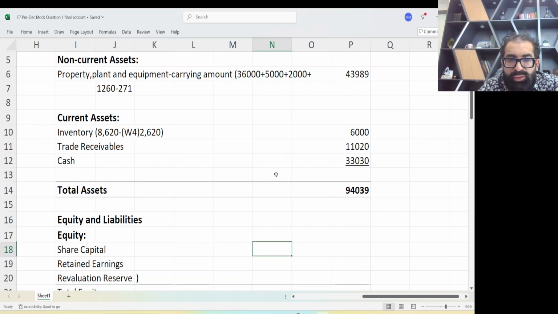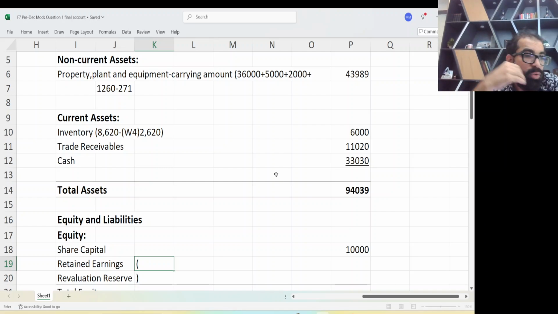Now let's see the share capital. Definitely it's a ready-made share capital of 10,000. But yes, one thing we need to work hard on, and that is retained earnings. For retained earnings, what is the opening retained earnings? Go and check the opening retained earnings in the trial balance. It's 55740. Plus, what is the updated profit? Today we calculated the updated profit of 2909.